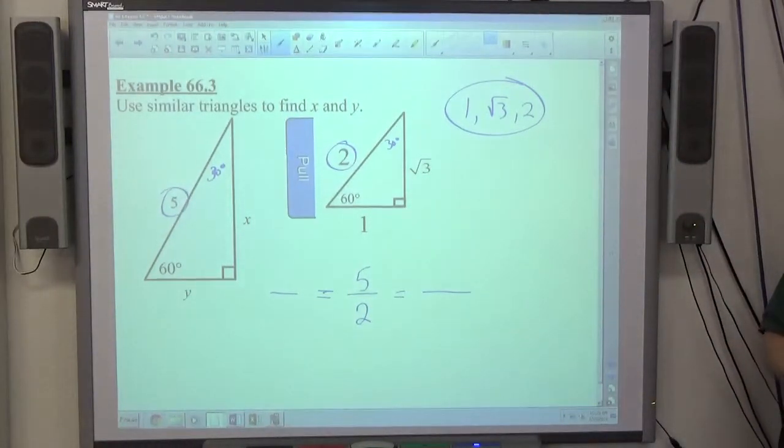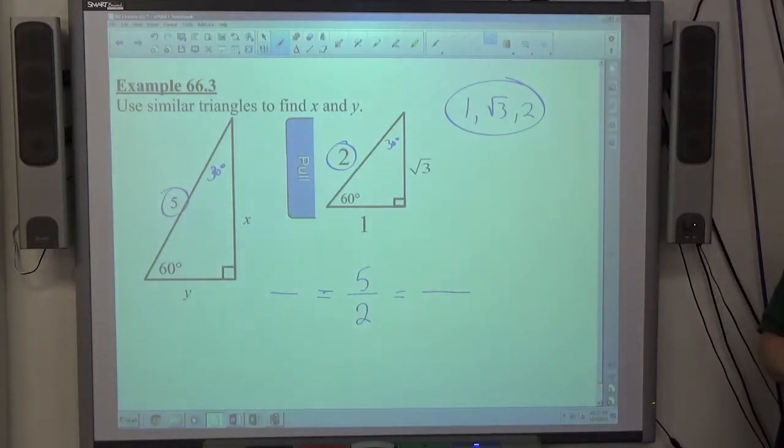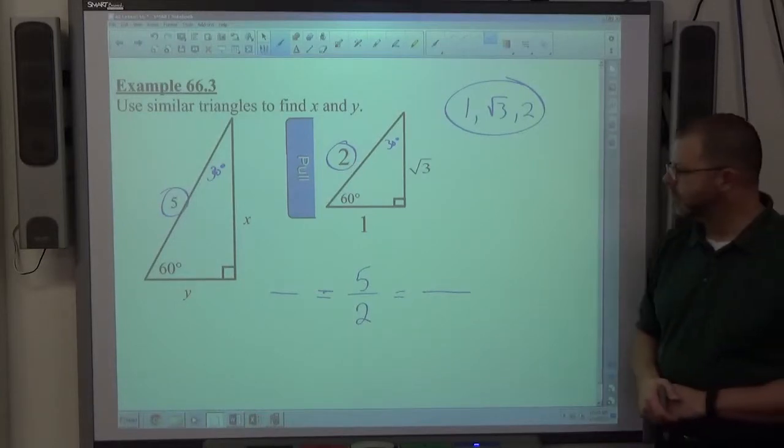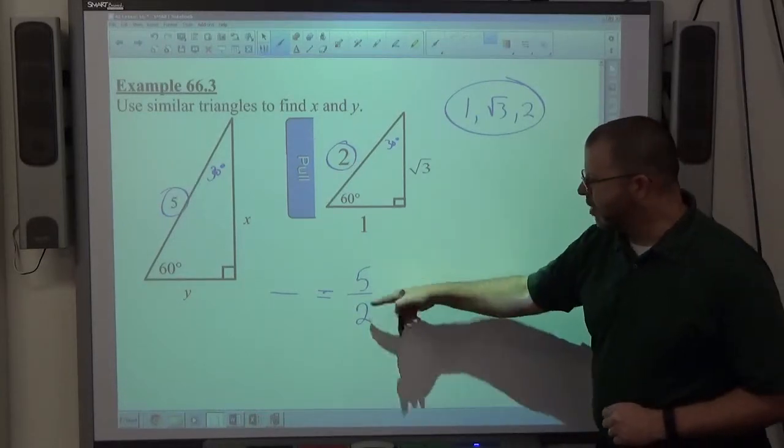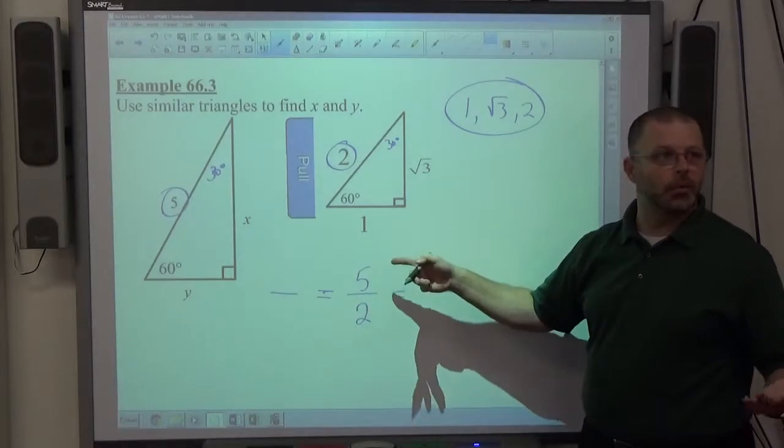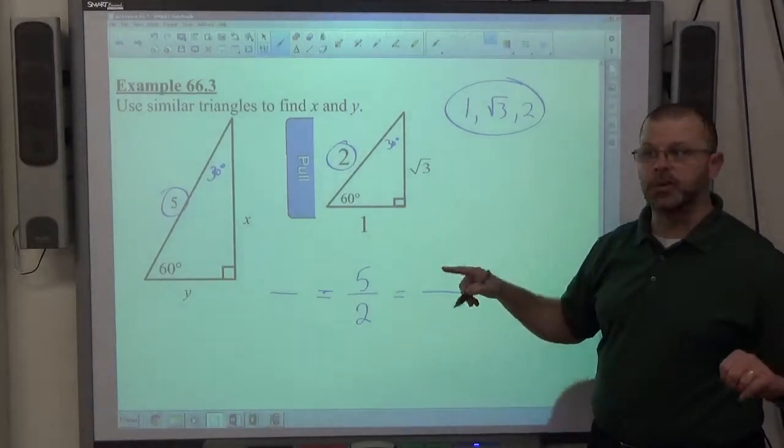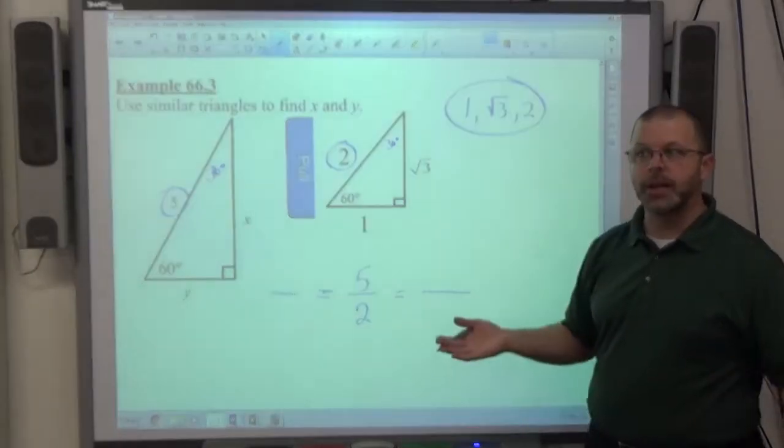Fraction bar equals fraction bar. All right. So 5 and 2, and I could have put 2 and 5. It doesn't matter where you put what. Just be consistent with what you choose. I put the big on top, the small on the bottom. That's what I did. Okay?